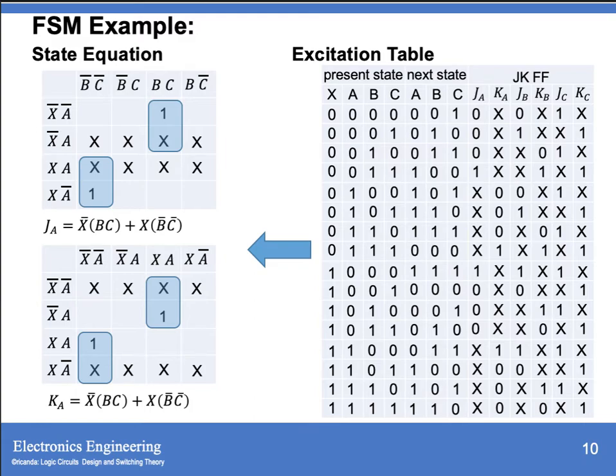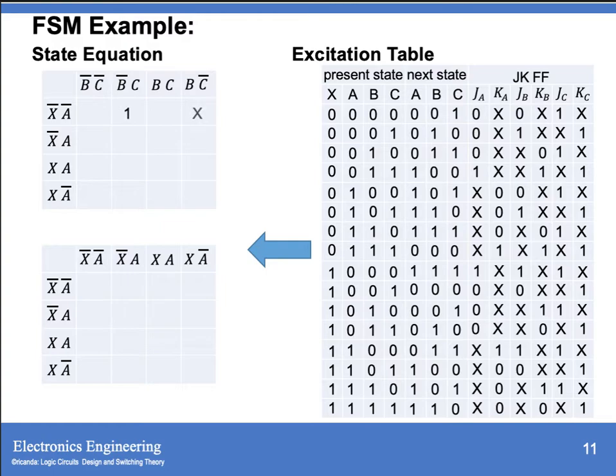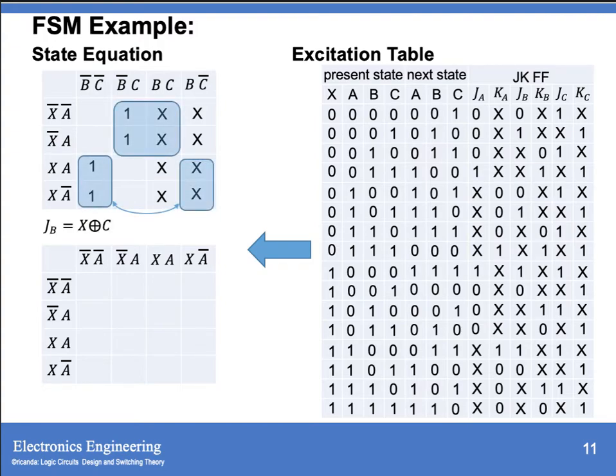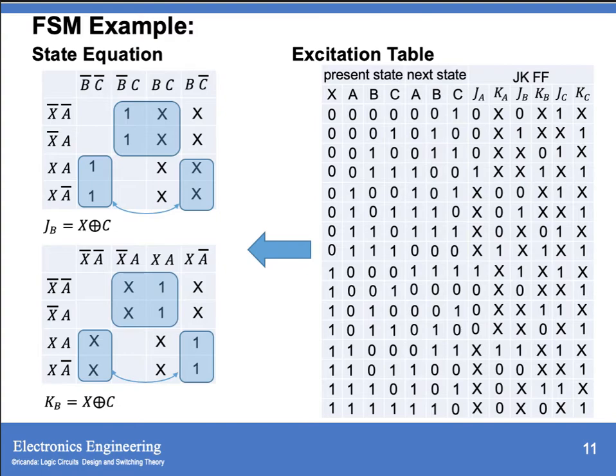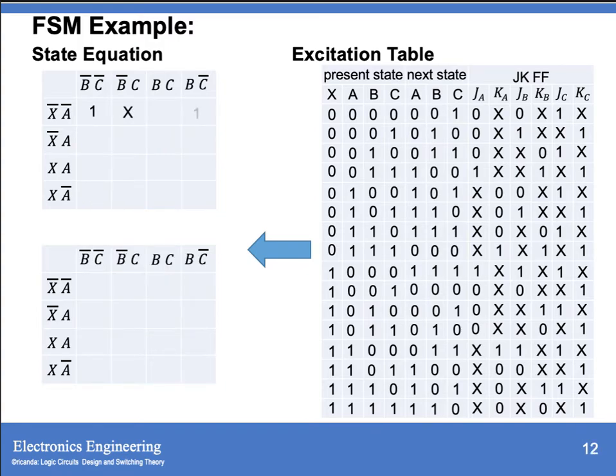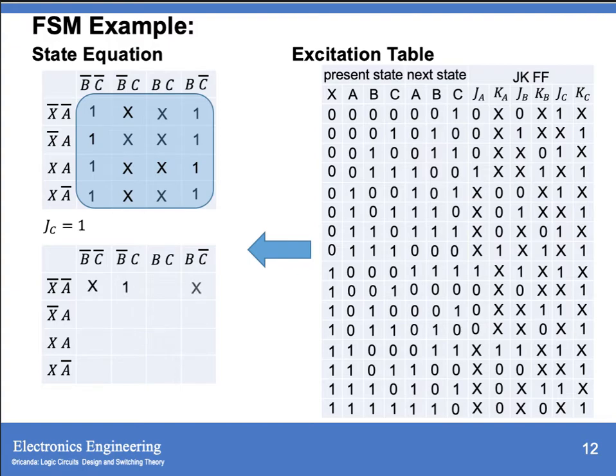For your flip-flop B, we have your first, that is your JB. So we can group that by 4. Therefore, we have X XOR C. For your KB, we have to group that by 4. So we also have X XOR C. Then for your JC, group that by 16, so it is equal to 1. For KC, group this by 16, that is equal to 1.